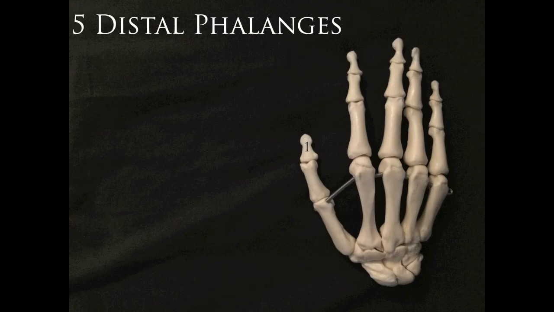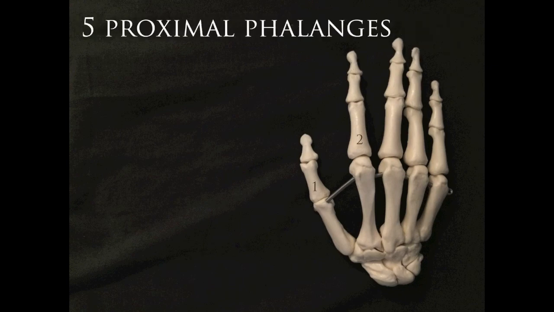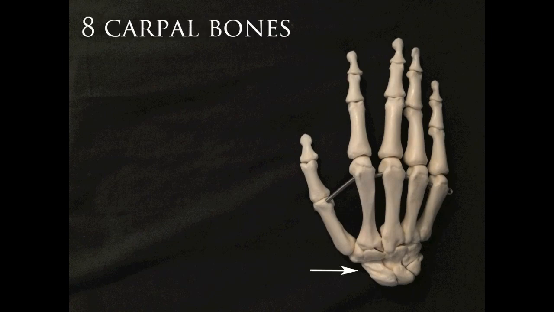Each hand consists of roughly 27 bones, varying between people. The average hand has 5 distal phalanges, 4 intermediate phalanges, 5 proximal phalanges, 5 metacarpals, and 8 carpal bones.